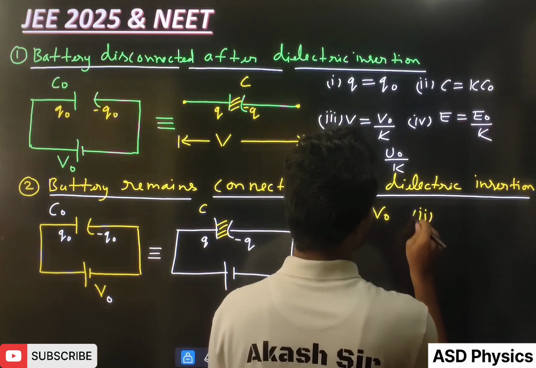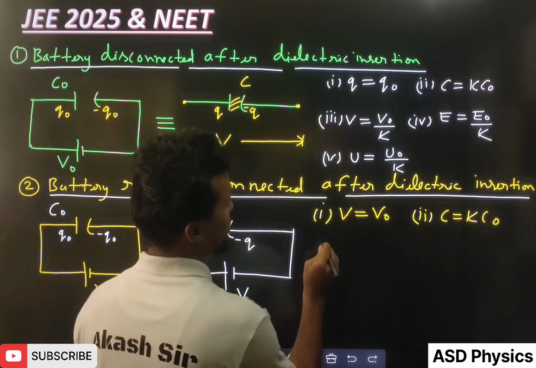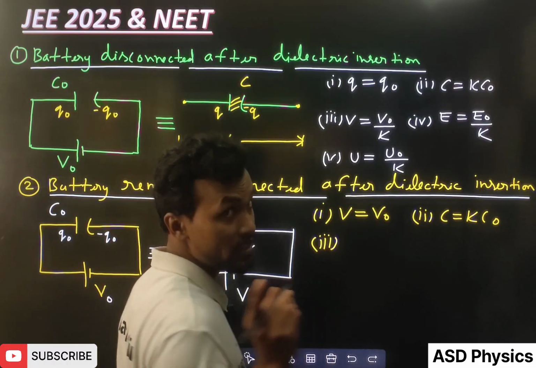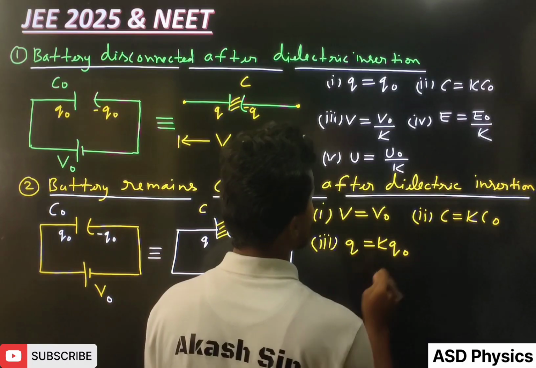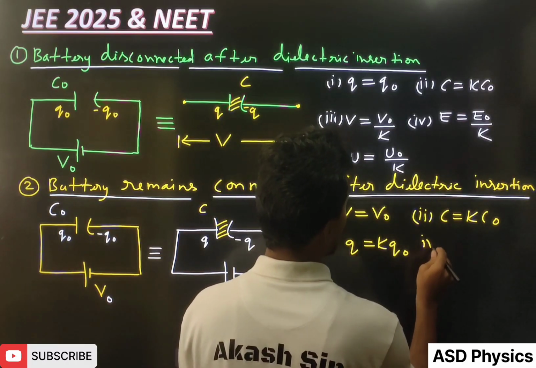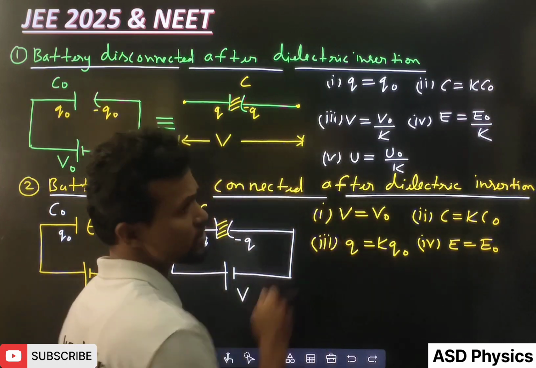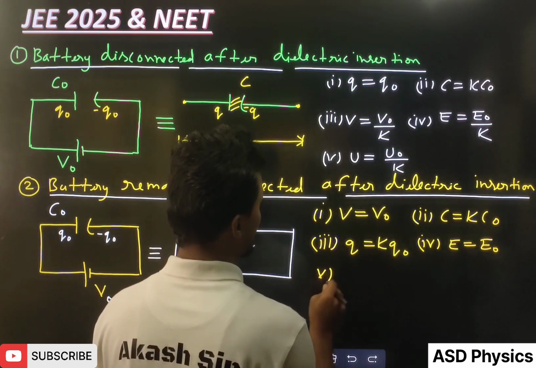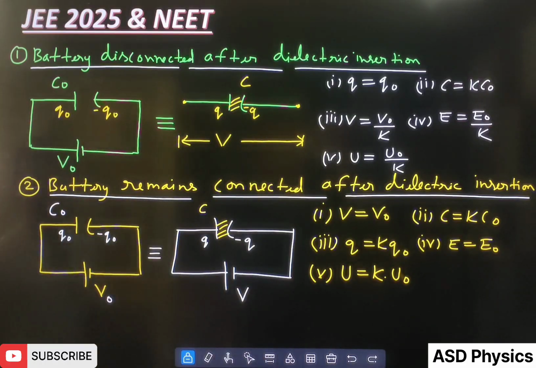Next, the capacitance will be C equal to K C0. Third, the new charge will be Q equal to K Q0. And the electric field will be the same, equal to E0, because the potential is the same. And last, the energy will be K into U0. So you have to remember this.